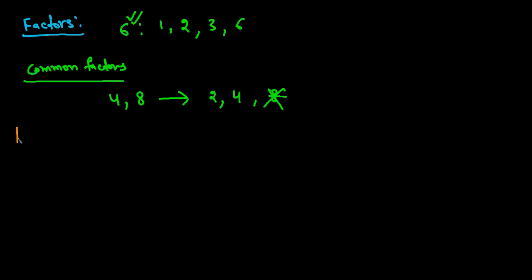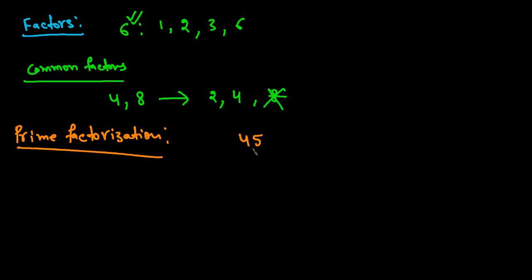So next thing is prime factorization. Factor the number until all factors are prime. For example, let's say I got 45. I need to factor it until all the numbers are prime.